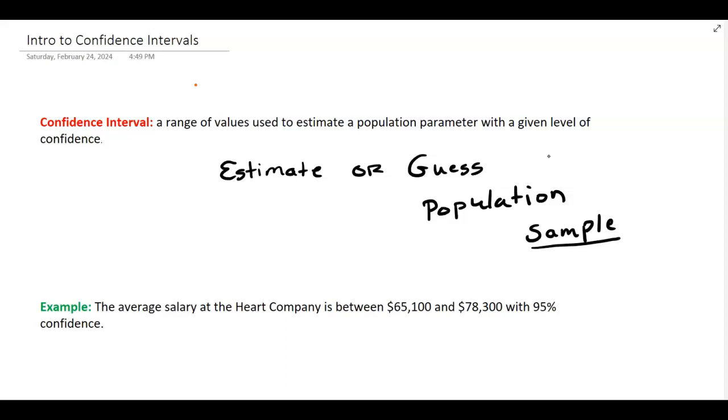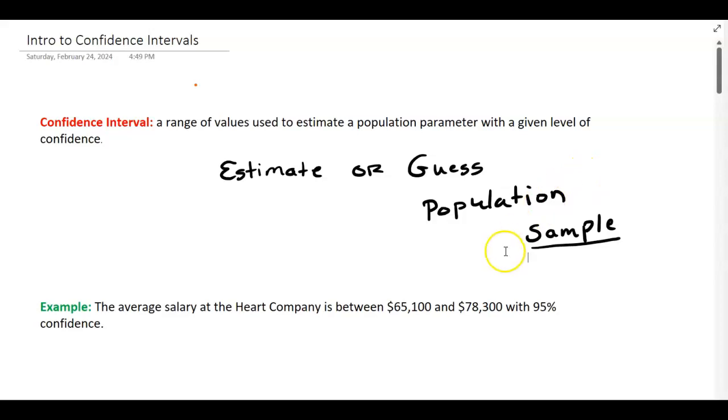Down at the bottom I have an example that says the average salary at the Hart Company is between $65,100 and $78,300 with 95% confidence. Although I haven't shown you how to do this, this is what we would be looking to do. We have taken a sample of people that worked at the Hart Company, found the average of that sample, and then made a prediction about all the people that work at the Hart Company. Now notice that we have a 95% confidence.